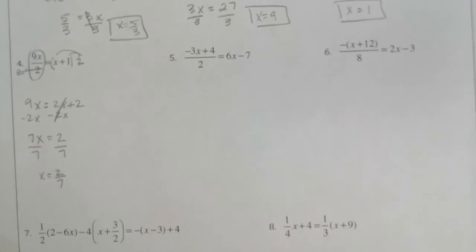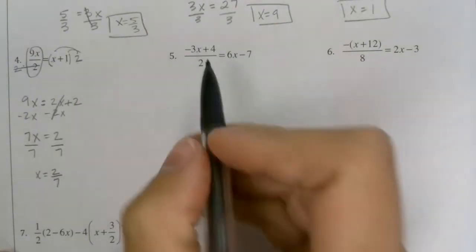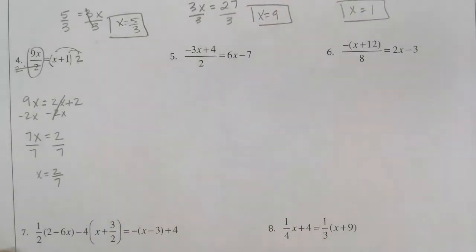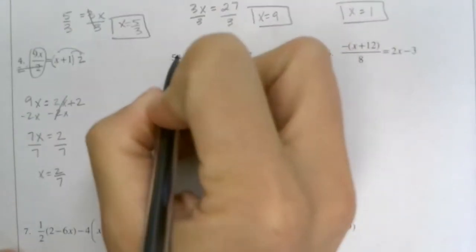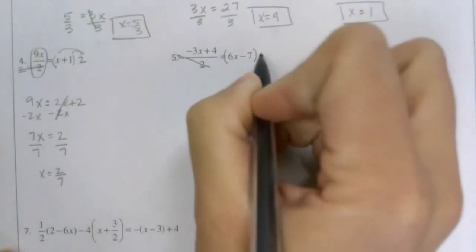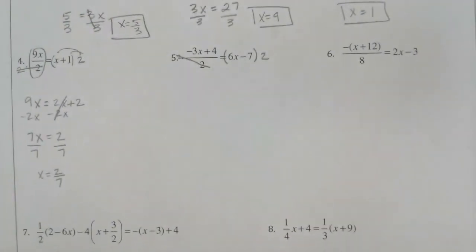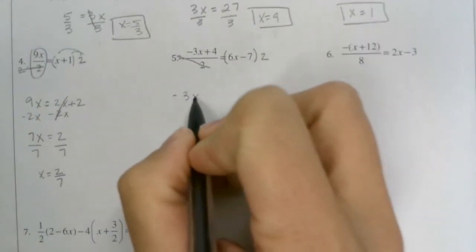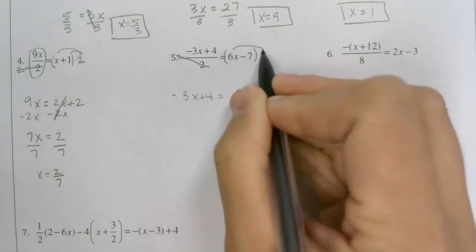All right, let's take a look at number 5. Okay, so this fraction, if we were to draw that circle around it, it would be by itself. We don't need to move anything prior to getting rid of the denominator. So I'm going to multiply both sides by 2. Remember, we have 2 terms here, so we have to put it in parentheses. So here I'm going to distribute my 2.